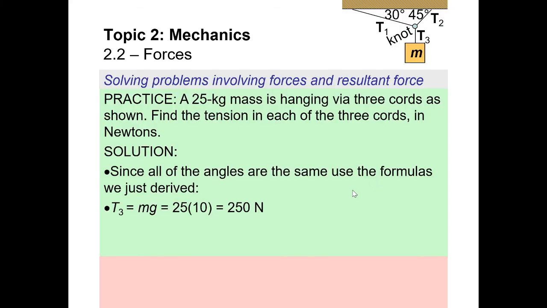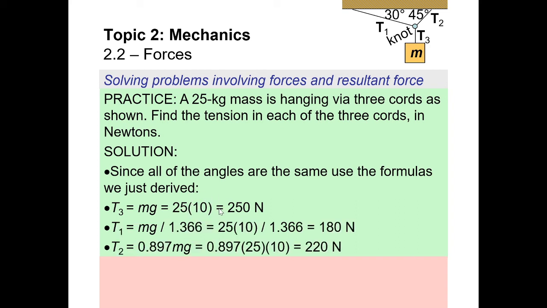Okay, so let's go back. So 25 times 10, 25 times 10. Give me one sec, guys. Sorry, they're using 10 instead of 9.81, so that's fine. T1, we had 7.18. If you take g, which is 9.81, and you divide by 1.366, you get 7.18, so 180 newtons, and 0.897 mg, so 0.897 times 9.81, 8.8, which is what we have.